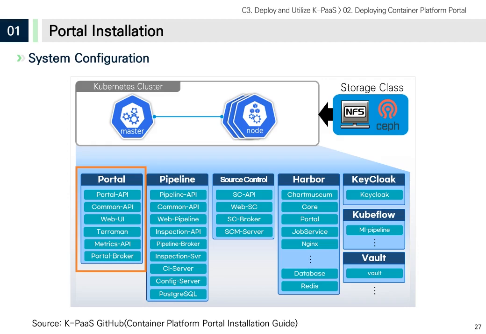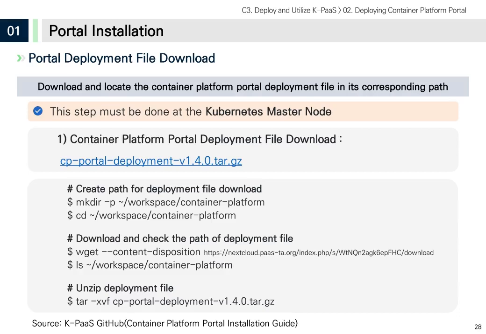The system configuration of the container platform consists of a Kubernetes cluster environment and a storage server for data management. The Kubernetes cluster environment is installed through KubeSpray, and middleware environments such as Harbor, which manages the container platform portal image and Helm chart, Keycloak, which manages container platform portal user authentication, Vault, which manages authentication data, and MariaDB, which manages metadata, are provided as containers.